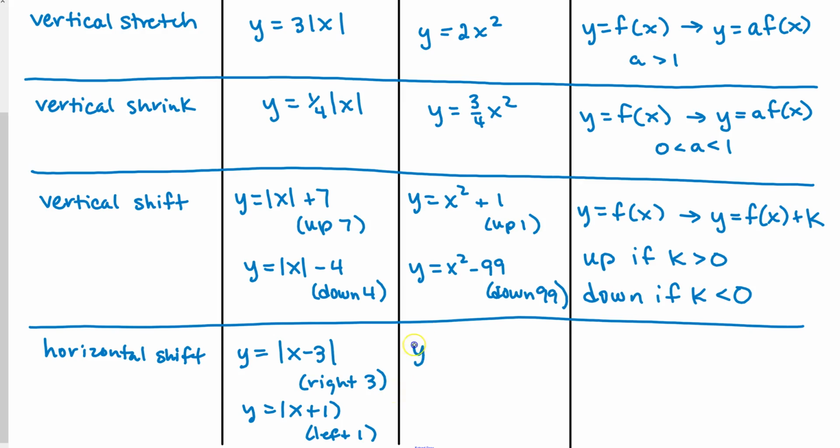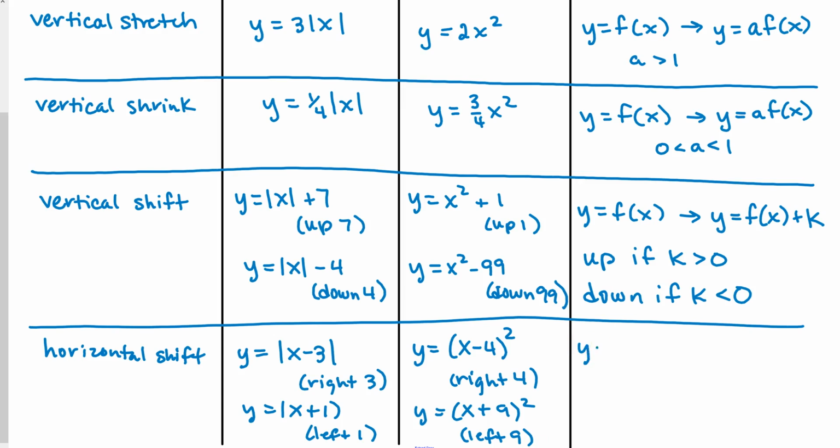Okay, we could have y equals x minus 4 quantity squared. Notice that the number you're adding or subtracting is inside the function. So it's inside the absolute value signs, or it's inside the squaring. This would be right 4. Or you could have y equals the quantity x plus 9 quantity squared, and that would be left 9.